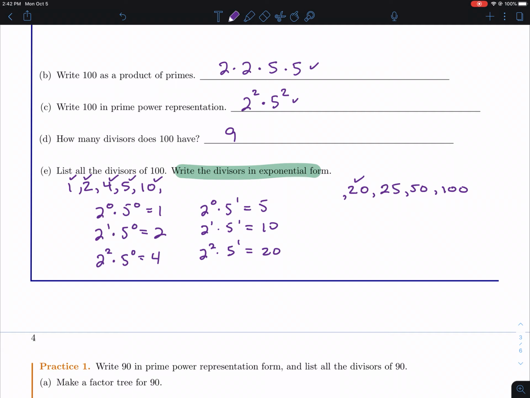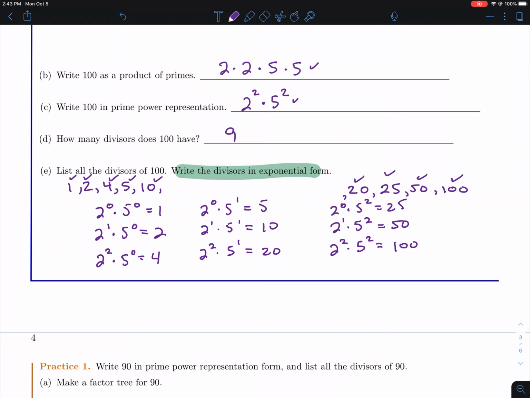So now finally, the last step, I'm going to fix 5 to be 5 to the second and cycle through all the 2's. So in this case, 2 to the 0 times 5 squared is 25. 2 to the 1 times 5 squared is 25 times 2 is 50. So we got that. And then finally 2 squared times 5 squared gives us the 100. So that's what they mean when they say write the divisors in exponential form.